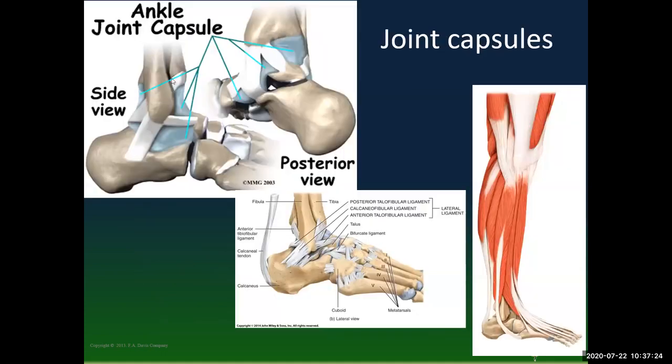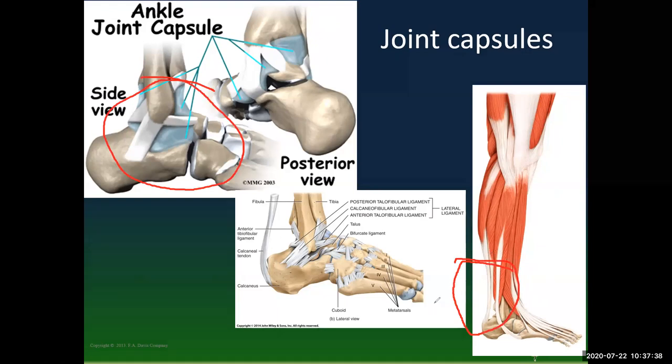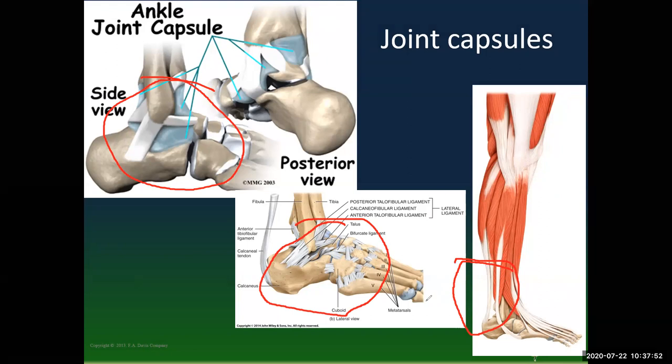So here's kind of looking at it. Here's our joint capsule, all this associated structure, whereas all this associated structure on the right is the extracapsular tissue. And just look at that joint capsule, good grief. That is a lot of stuff to have to remember and where it's at and what's going on. Where's the cuboid, what's the bifurcate ligament, what's the anterior talofibular, all that stuff makes up the capsule itself.